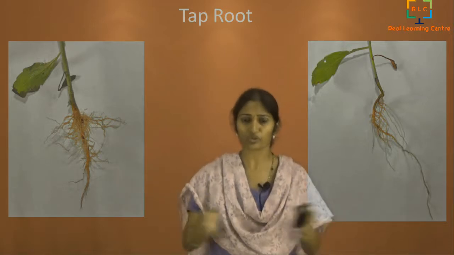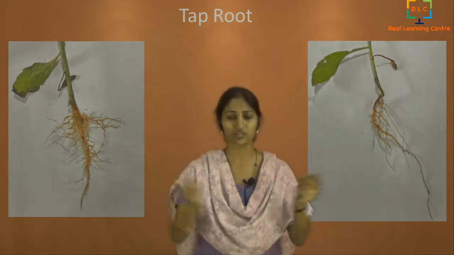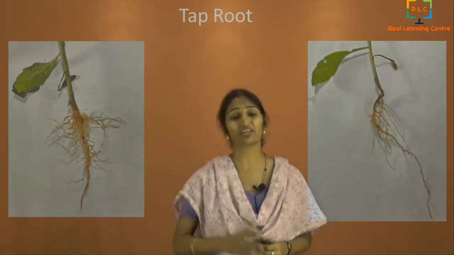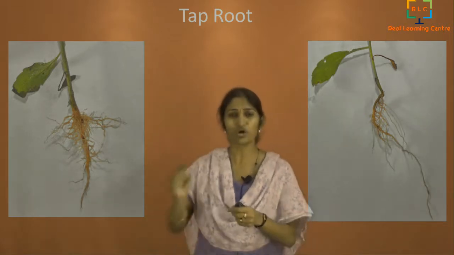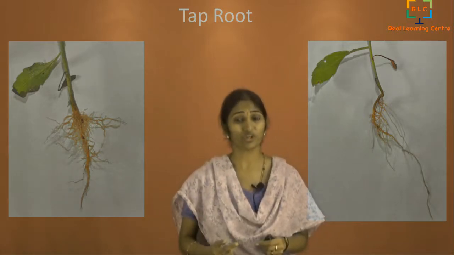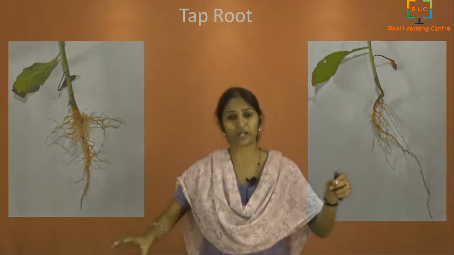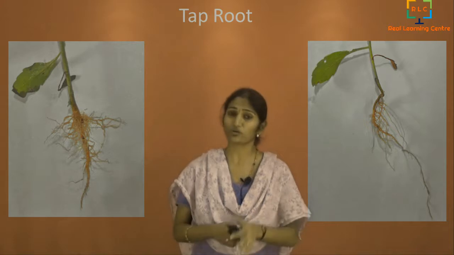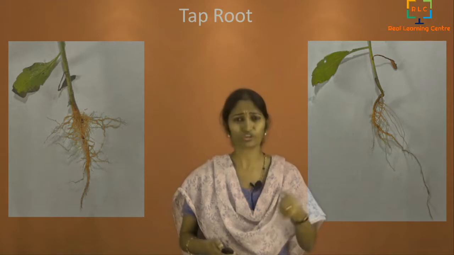Surrounding this primary root, you can see some small roots which come out lateral to the primary root, and we call them the secondary roots. Many times the secondary roots grow out much smaller hair-like structures, and we call them root hairs. So whenever we are talking about a tap root system, there is one primary root, many secondary roots, and also small hair-like structures called root hairs.